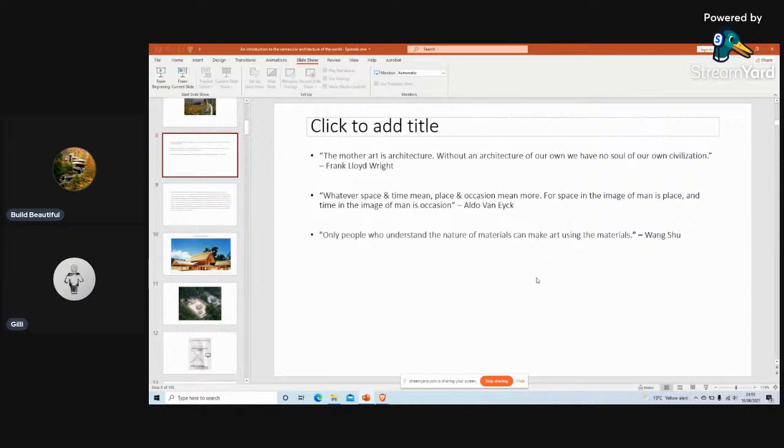And then Wang Shu said, "Only people who understand the nature of materials can make art using the materials." As I said earlier, he is a Chinese architect, and he makes his students learn a craft such as bricklaying or carpentry in their first year of studying architecture, which I think is a really good idea, and absolutely something we should do here, to be honest.